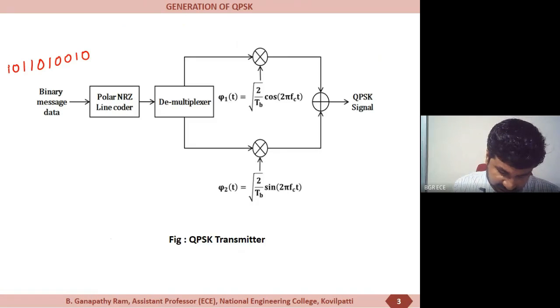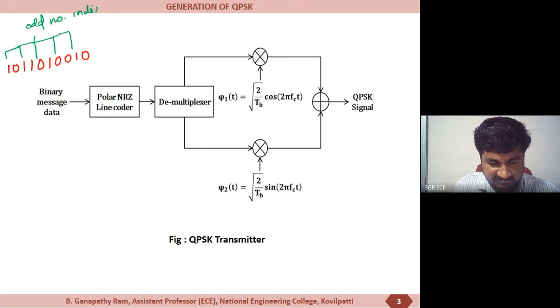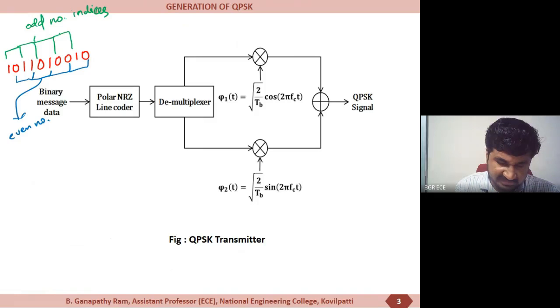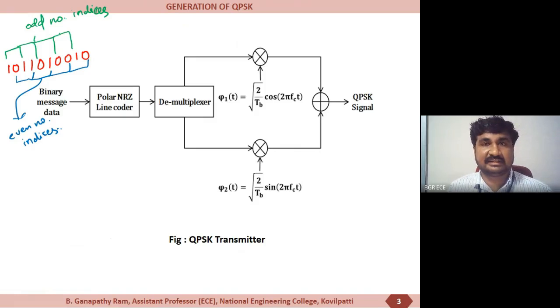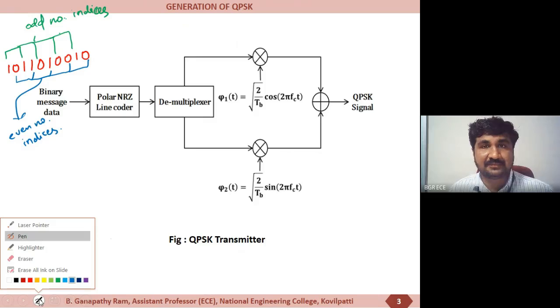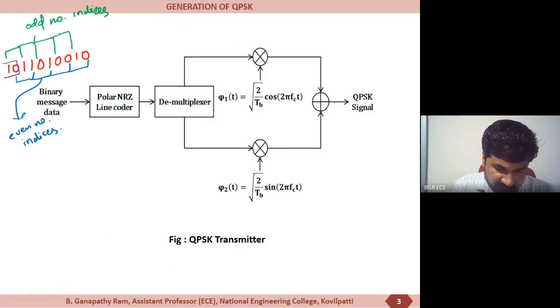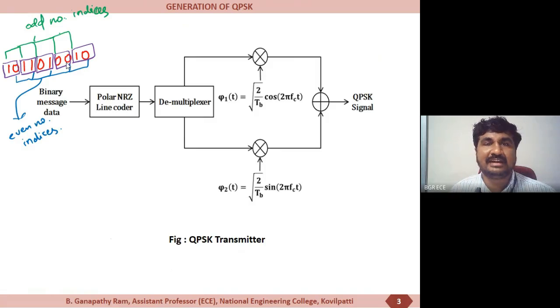And we know that all these are odd positions, odd number indices. Similarly, these are all the positions with even number indices. And in QPSK, we are going to consider the dibit. This is one dibit, this is one dibit, this is another dibit. Similarly, here we are having 5 dibits as we are having 10 bits.